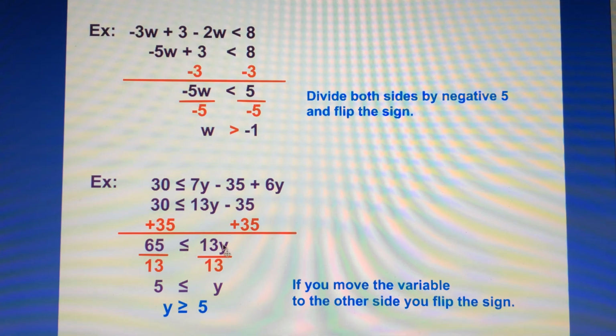65 is less than or equal to 13y. These canceled each other out. Divide by a positive 13, so I do not flip the sign. 5 is less than or equal to y.